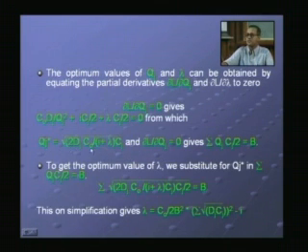from which Qj star is root of 2 dj C naught into I plus lambda into Cj. Now we can calculate this Qj star only when the value of lambda is known. Right now we do not know the value of lambda.